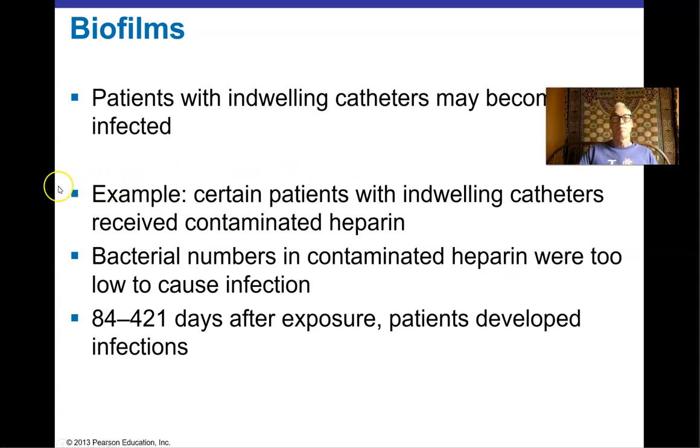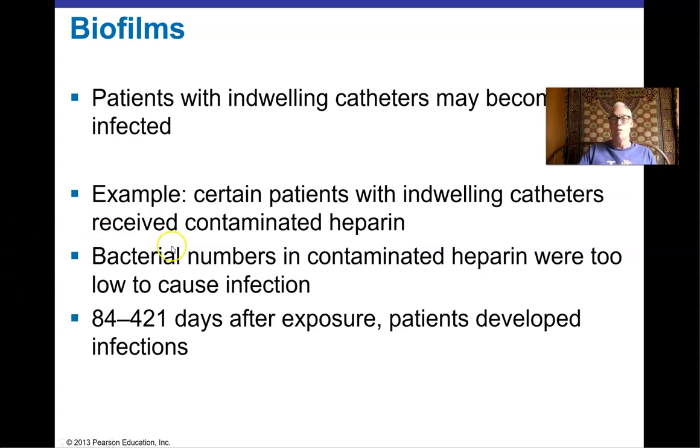Here's an example. Patients with indwelling catheters in the vascular system received heparin. Heparin was used as an anticoagulant to prevent blood clotting for some reason. Maybe there was some excessive clotting happening. It turned out the heparin was contaminated. But when the microbiologists examined the heparin, the contamination was so low, so few bacterial cells, that it would have never been enough to cause disease. The immune system would have gotten rid of it in no time flat and eradicated it.